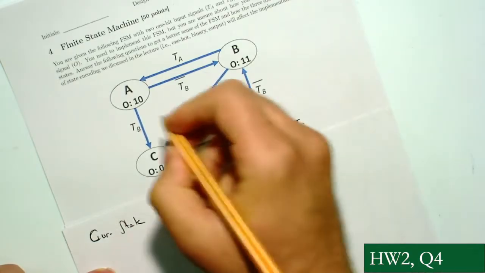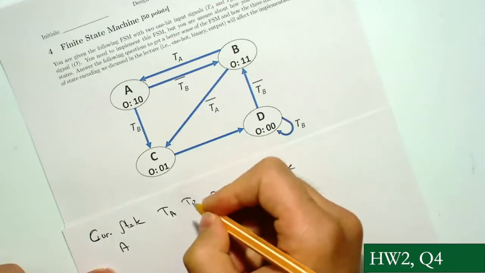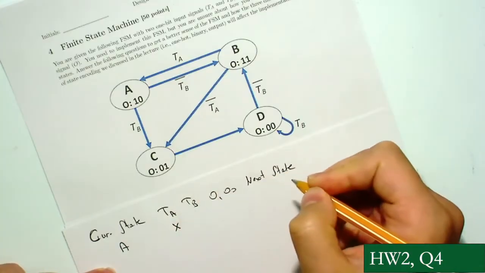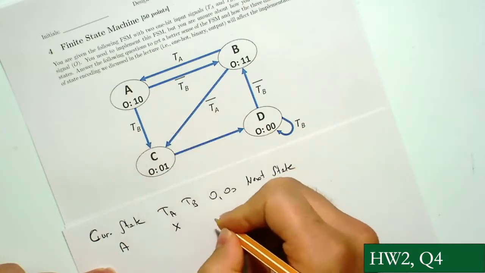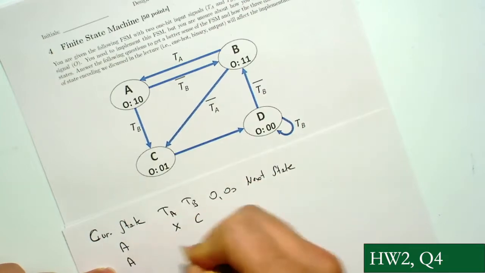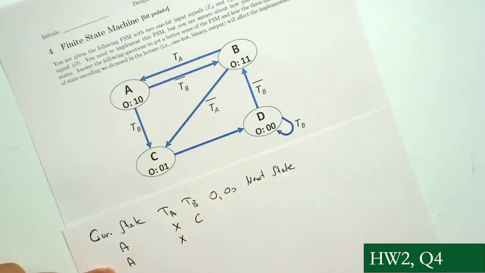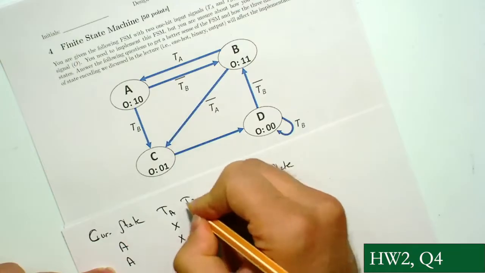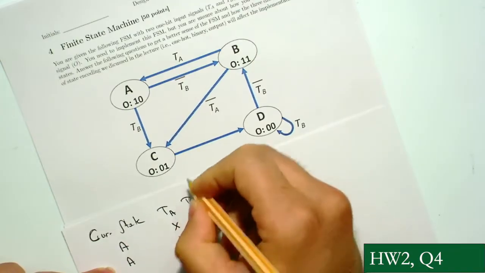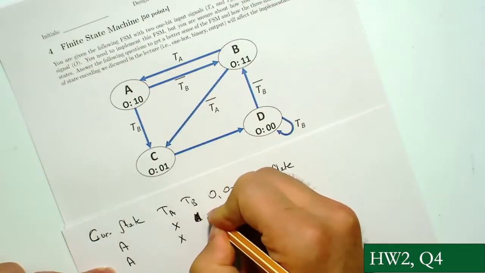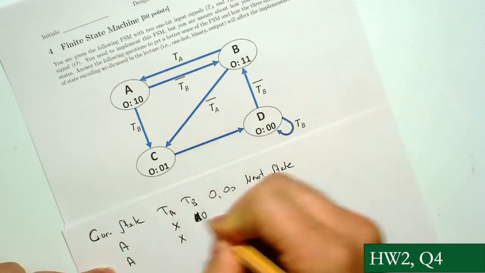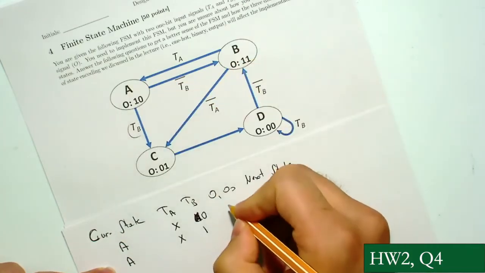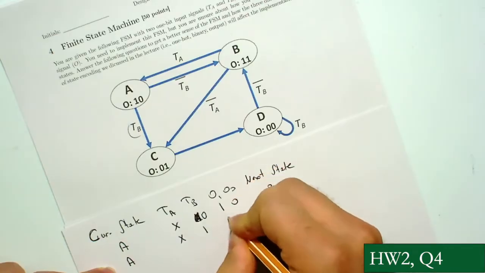For the current state, starting from A, the TA is don't care. If I have TB 1, I'll visit C. Again being in state A, TA don't care, and if I have TB 0, I'll visit B. So if I have 1 here, I'll visit C. And the output when I'm in state A will be 1, 0, 1, 0.